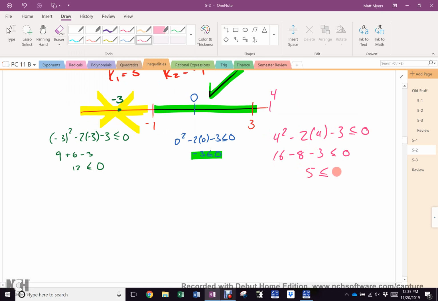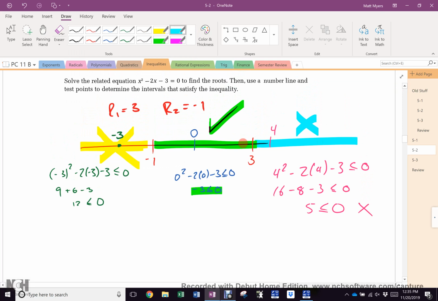Is 5 less than 0? No. So are any of these values okay? No. So we can see that because we're only seeking an x, we can do this with just the number line and test points. Everybody cool? If you don't want to graph it, you don't like graphing, you can do it with just the roots. Okay?